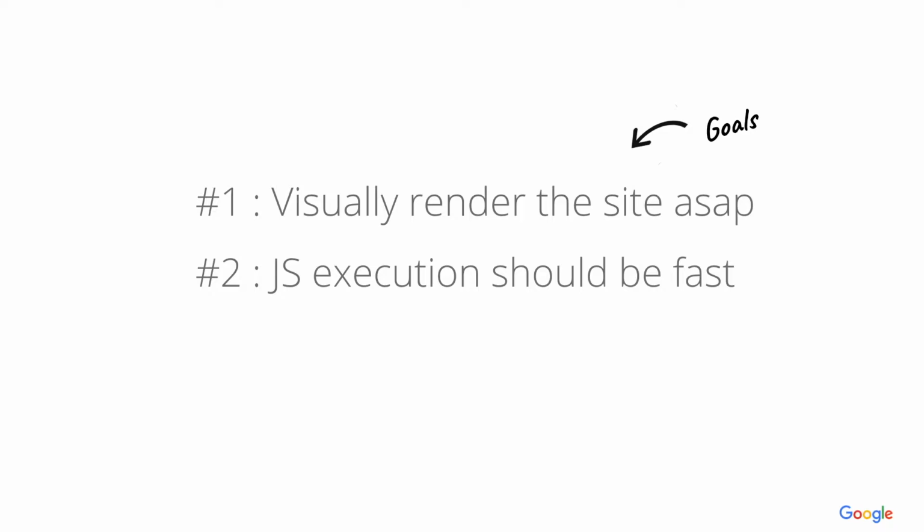To recap, we have two goals. The first goal is to visually render the site as soon as possible. The second goal is to be sure that the JavaScript that is responsible for our main application is executed as soon as possible. But it's important to first focus on the visual aspect and then focus on the JavaScript optimization when you work on web performance.